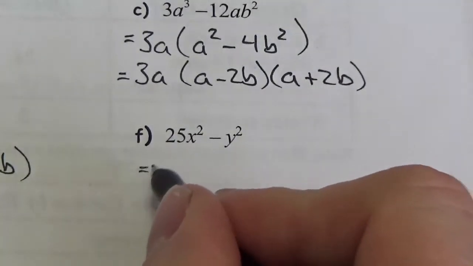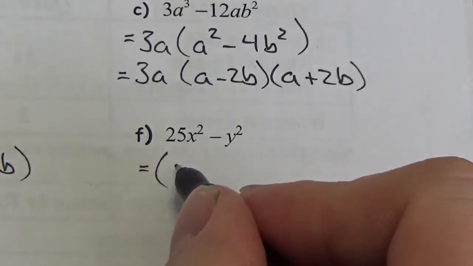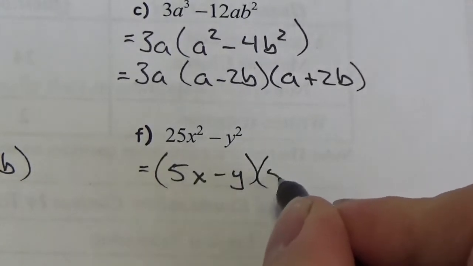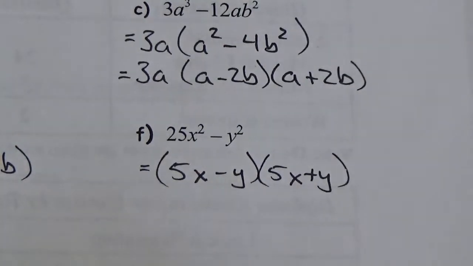25x squared minus y squared. Okay, this one's maybe even a little bit more obvious because most of us are fairly comfortable with 25, so it's going to be 5x minus y, 5x plus y. Let's keep going.